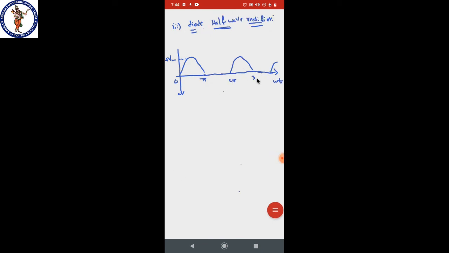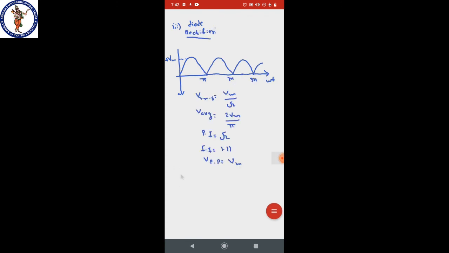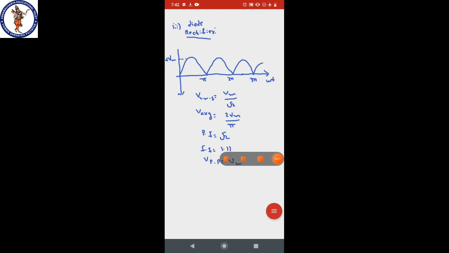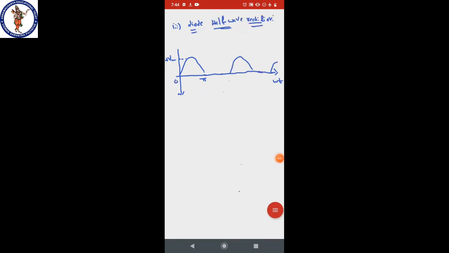Already you know the half wave rectifier. Does anyone have an idea for the half wave rectifier? Now I will go for the half wave rectifier. 0 to pi there is conduction. Between pi to 2 pi there is no conduction. Then again 2 pi to 3 pi there will be conduction. Again there will be no conduction. This is the half wave rectifier.